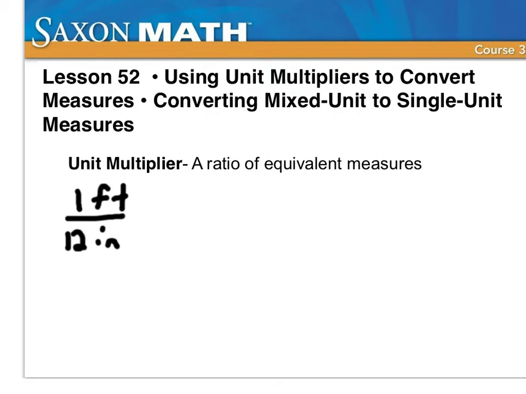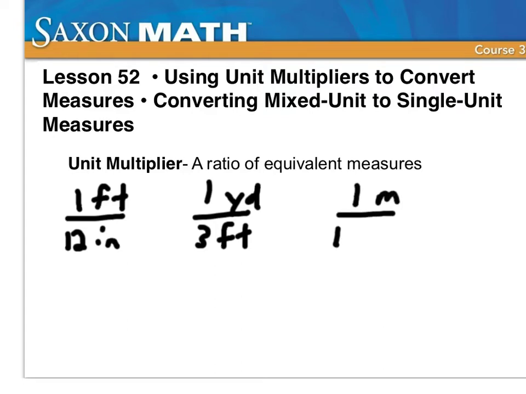Or 1 yard is equivalent to 3 feet. Or we could go to the metric system and say that 1 meter is equivalent to 100 centimeters. These three are all unit multipliers, again, a ratio of equivalent measures, because 1 foot is equivalent to 12 inches, 1 yard is equivalent to 3 feet, and 1 meter is equivalent to 100 centimeters. So let's go ahead and use these in some problems.